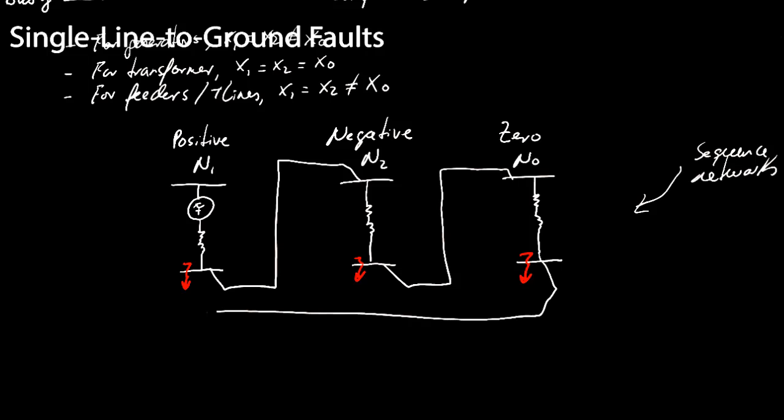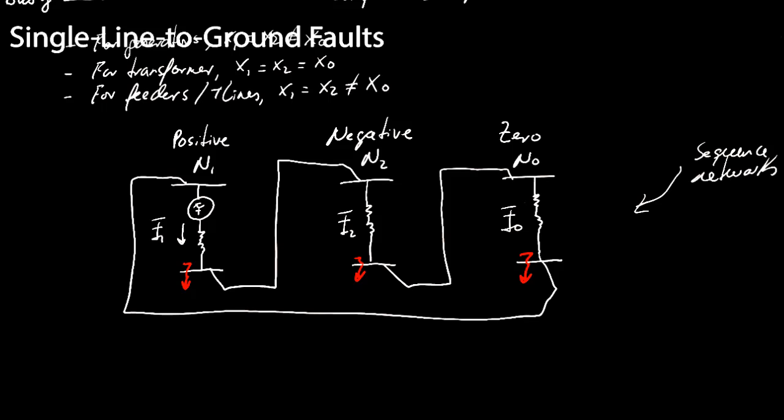So they're all in series with each other, and then back to the positive sequence network. Here, of course, this would be the positive sequence current I1, negative sequence current I2, and zero sequence current I0. So the point that I'm trying to make here is that once we've built the sequence networks, we need to interconnect them based on the type of fault.